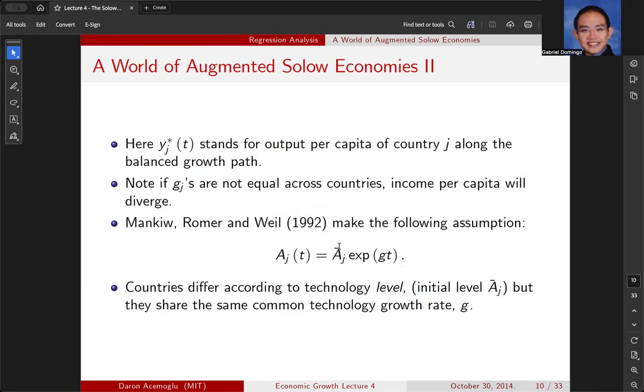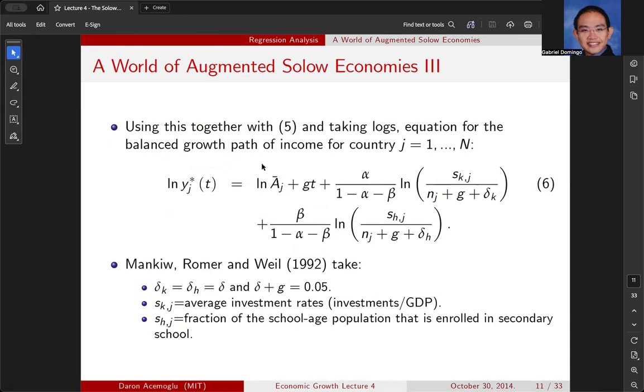Higher TFP countries will have a higher Y star, and a lower A bar_j will result in a lower Y star. So this A bar_j is kind of like a shifter to make it move up or make it go down. Equation 6 is essentially equation 5 after taking logs, right? And you'll notice again how similar s_K and s_H are. The differences, of course, are the coefficients. Alpha happens to be the share of capital, so that's why alpha is here. And beta happens to be the share of human capital, so that's why the coefficient has a beta here for human capital.